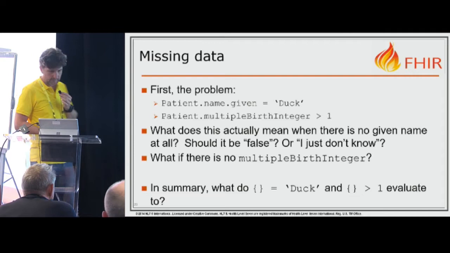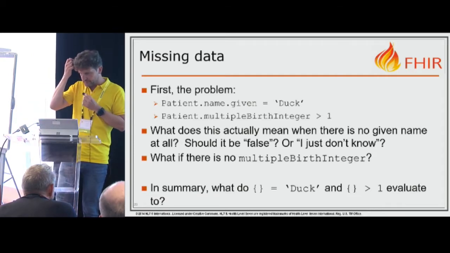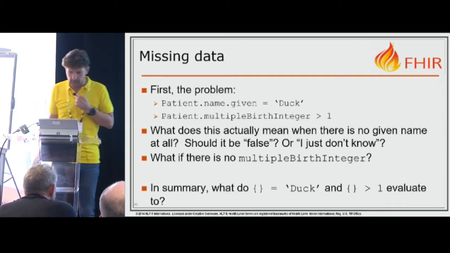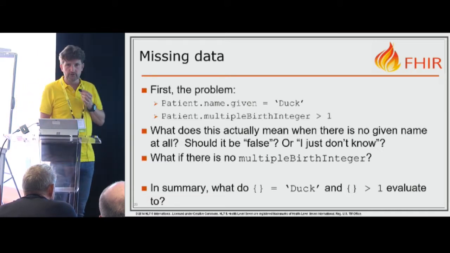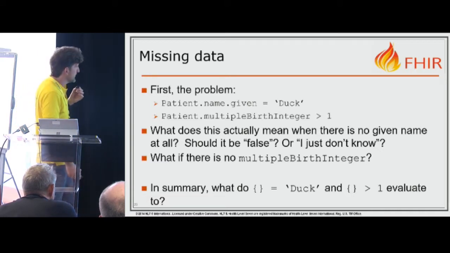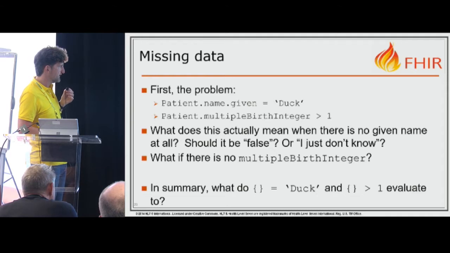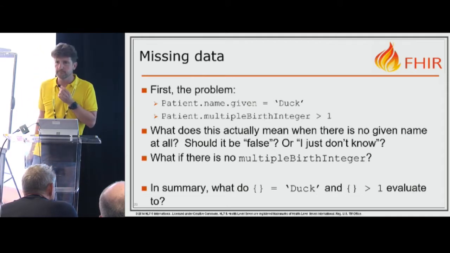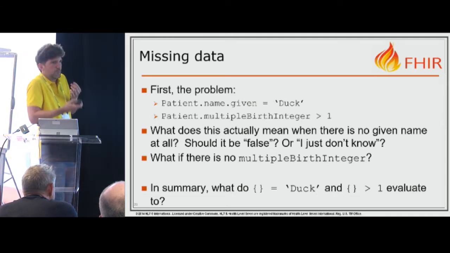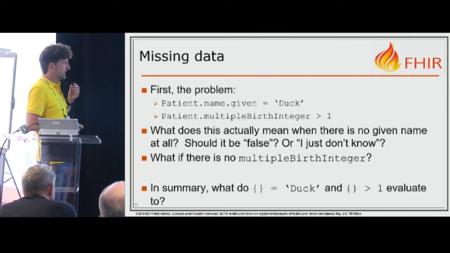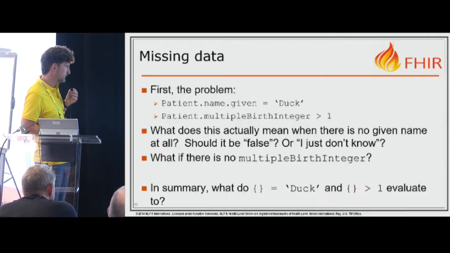Working with missing data. So we were very happy with our first draft of FHIRPath, and then a guy came along called Bryn Rhodes. He's here, not in this room, but he is, and he said, yeah, that's nice, but what about missing data? So first the problem. Patient name.given is duck. What happens if you say, is this true, if there is no patient name? So this patient had no name, and comparing it to duck, what would you do? There are multiple options what we could do.